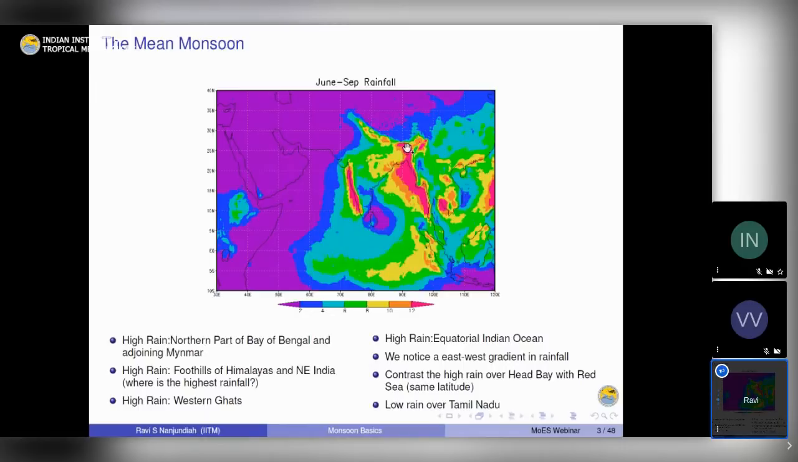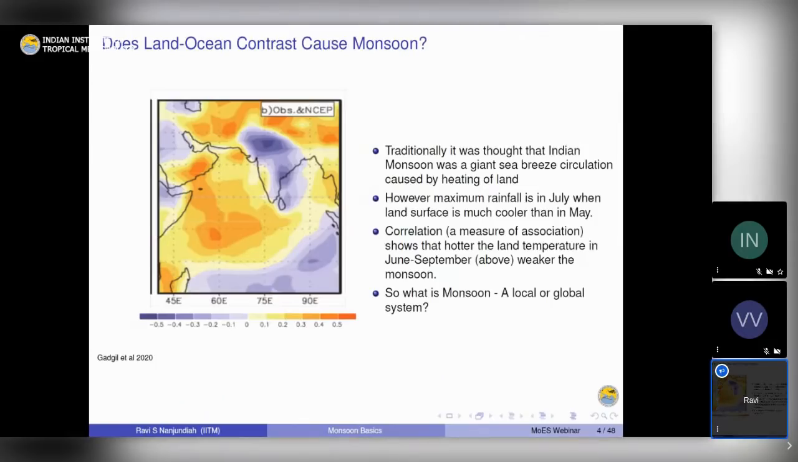And that's because we have a lot of hills and mountains here, part of the Himalayan orography, which makes a very big difference to the amount of rainfall we get. So there are features which are partly local in nature and partly which could perhaps be a part of a global system. That's what we would like to see, whether it is a global system or a local system. And first, let us also look at whether it is a land-sea contrast.